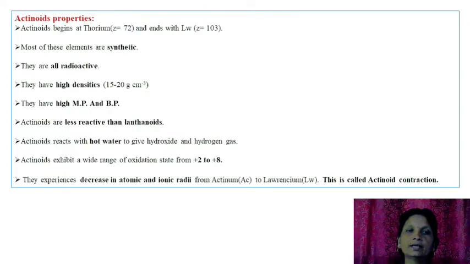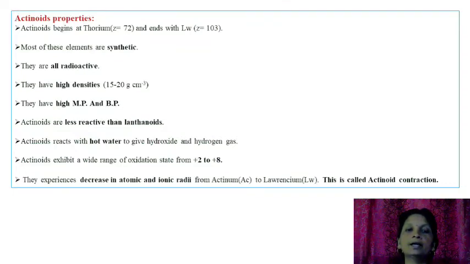Actinoids begin at thorium having atomic number 90 and end with lawrencium having atomic number 103. Most of these elements, that is actinides, are synthetic, that is they are man-made, not natural in nature. They all are radioactive. They have high densities. The density range is from 15 to 20 gram per cm cube. They have high melting points and boiling points.